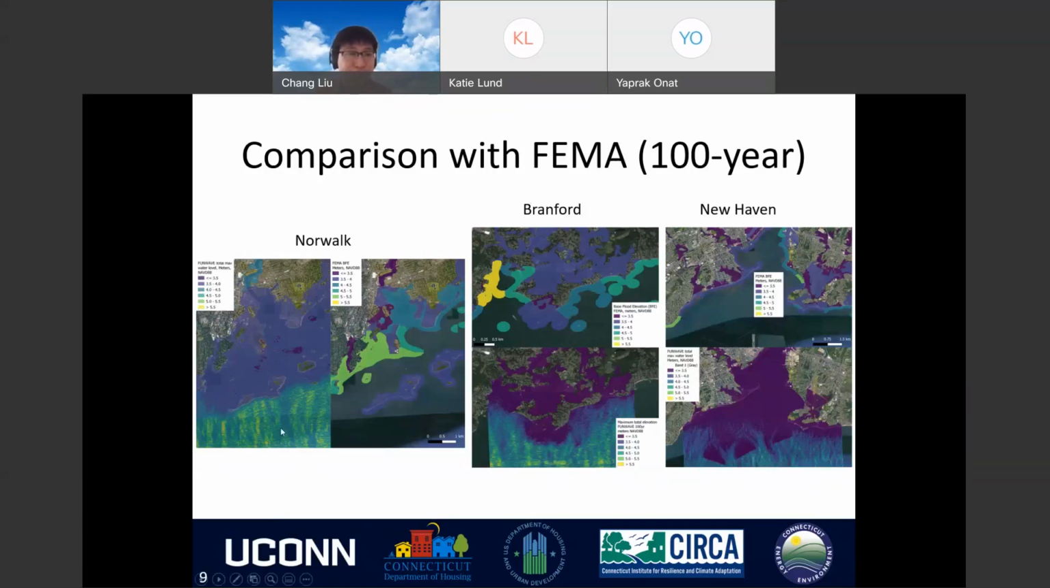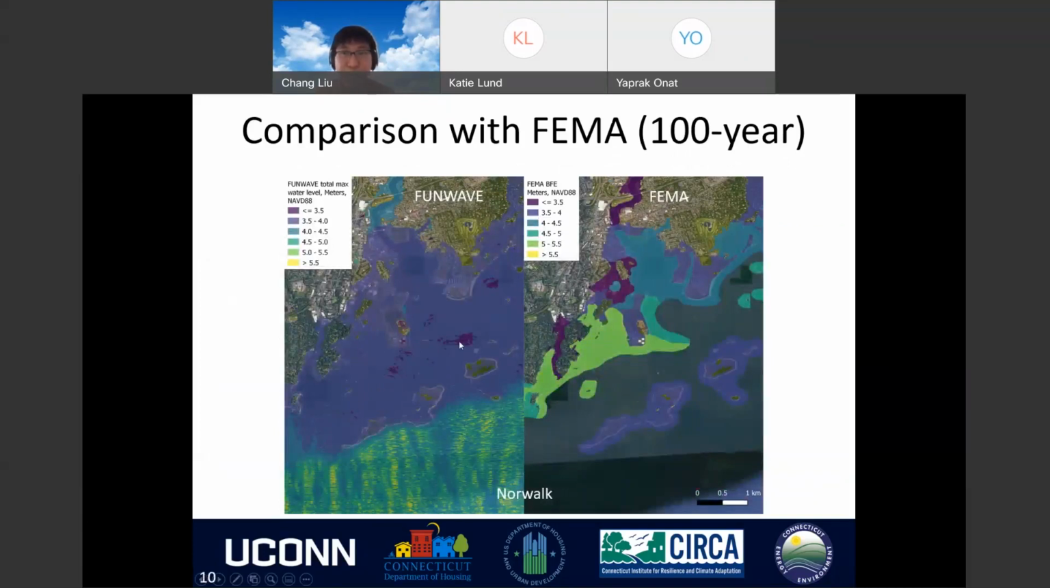So from the FUNWAVE results, we can see that the wave diffracts and loses energy when propagating from the deeper areas into nearshore shallow areas. And also the total water level in general is higher for FEMA than our FUNWAVE results. Especially, if we take a closer look at Norwalk here, FUNWAVE on the left, FEMA on the right, the difference is nearly 2 meters along the coast. And it appears that FEMA does not consider the island diffraction of the wave. That could explain the difference between the two scenarios here.